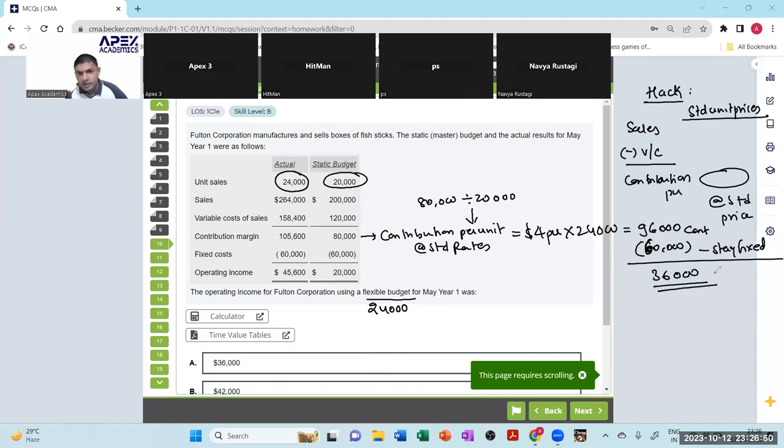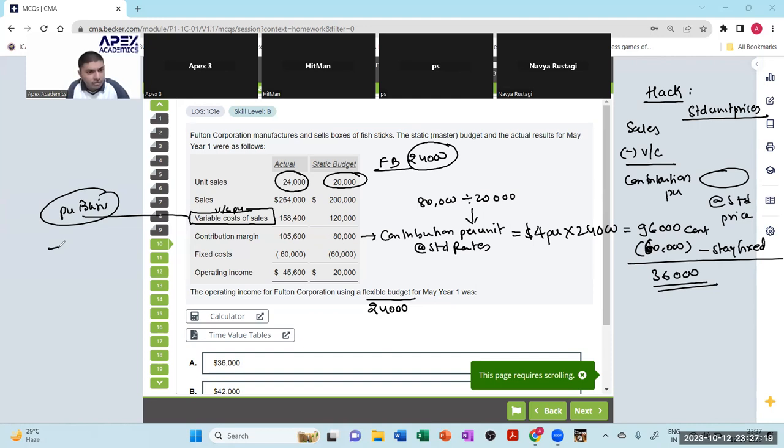36. Maybe this was there in the exam support package, I don't remember. But if you use this hack, flexible budgets are going at what level? At the level of 24,000. Now, I don't need to pay attention to variable cost of sales. I just need to know what is variable cost of sales on a per unit basis. Because variable costs are fixed on a what basis? On a per unit basis.